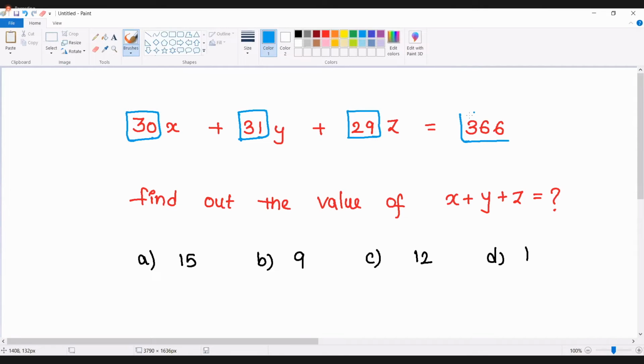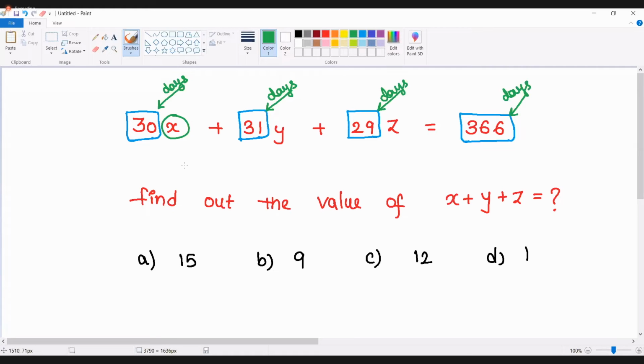You can see these numbers regularly in the calendar. We can say some of the months in a year will have 30 days, some of the months will have 31 days, and some of the months will have 29 days. And the total number of days in a leap year will be equal to 366.